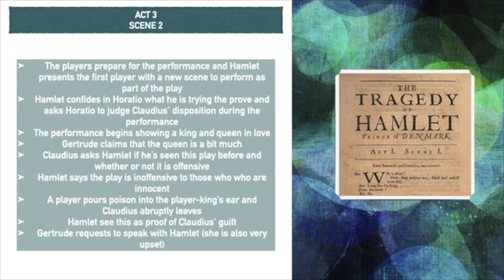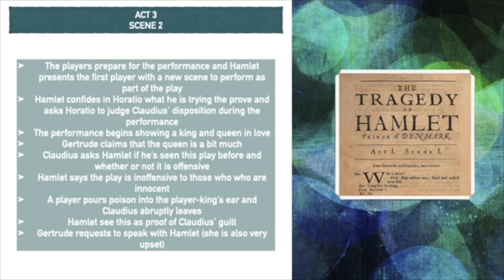Act 3, Scene 2. The players, the actors, prepare for the performance, and Hamlet presents the first player with a new scene he has written to perform as part of the play. This new part is really similar to the events which he thinks have happened based on what the ghost has said. He wants this play to mirror those events so that he can tell how Claudius and Gertrude react, and from their reactions he's going to try and figure out whether they are guilty or not.